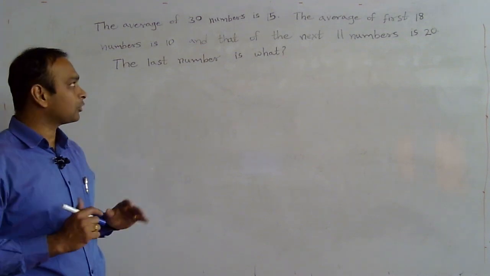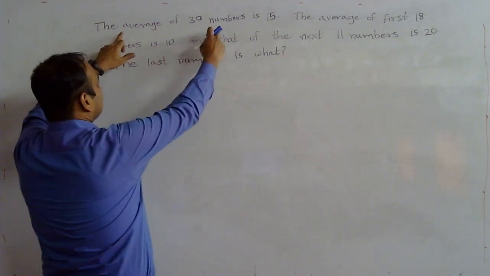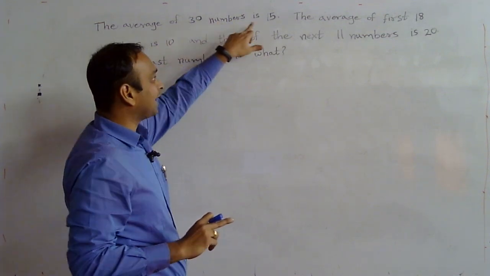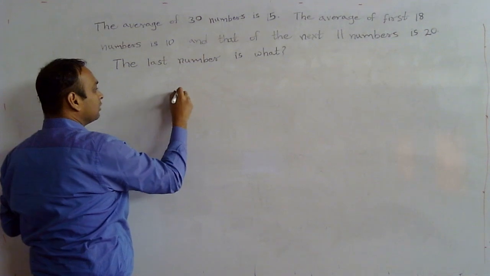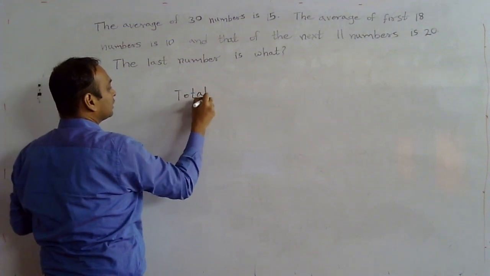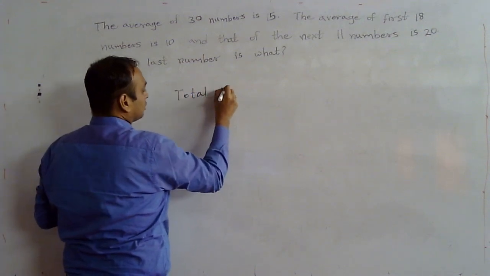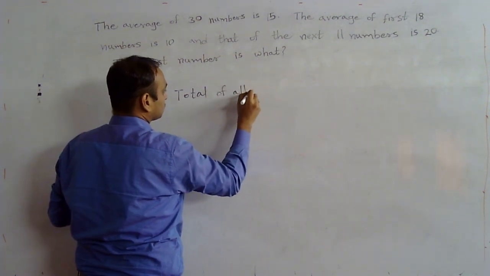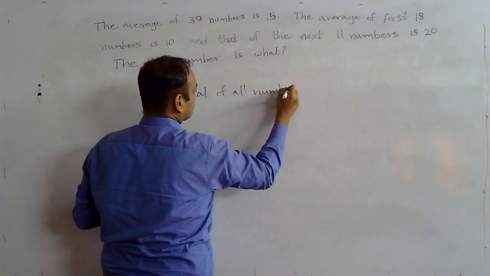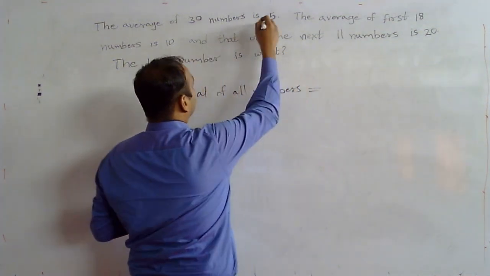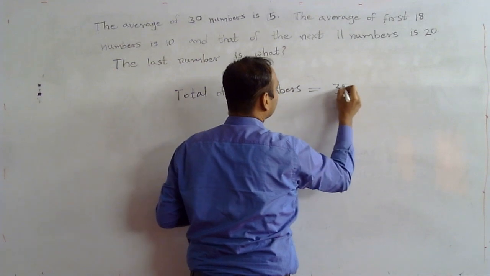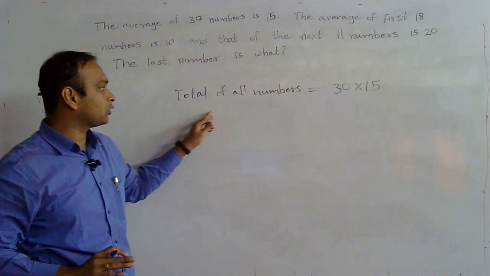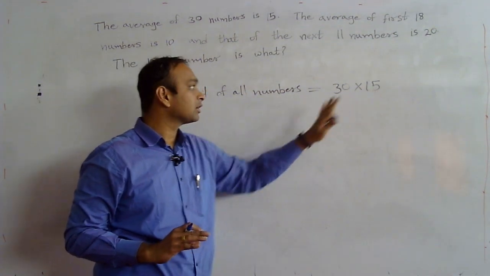So in this case, we can calculate the total of the given numbers. 30 numbers are there and the average is 15. So the total of all numbers, the addition of all, will be equal to 15 into 30. So this is the addition, the total of all the numbers.